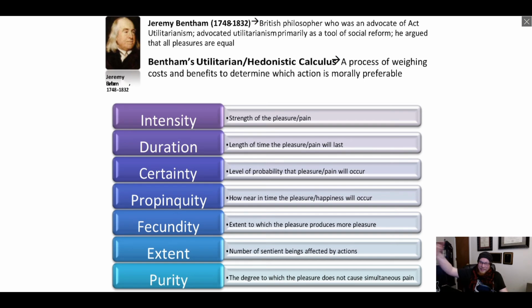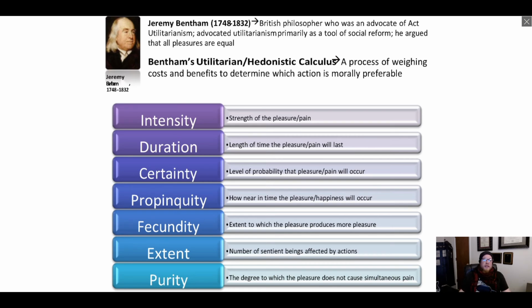Fecundity. Will this lead to more pleasure? Is it fecund? So fecundity is where one thing leads to another. It doesn't just stop, but it goes and it grows. Extent. How many people does this affect? We can measure the goodness of an action by, does this just affect me or a couple of people, my crew, or does this affect many people positively or negatively? That's another aspect of how we can gauge what is right and wrong.